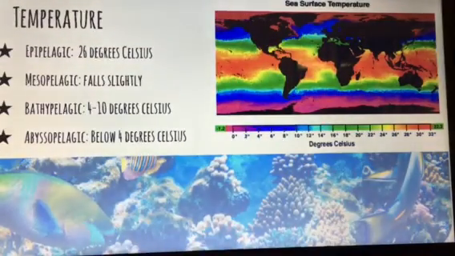Temperature. The epipelagic is 20 degrees Celsius. The mesopelagic falls slightly because it varies in many places. The bathypelagic is 4 to 10 degrees Celsius. The abyssopelagic is below 4 degrees Celsius.